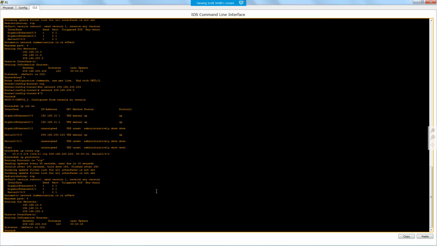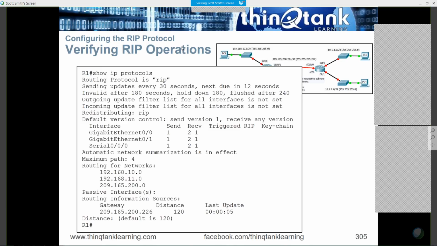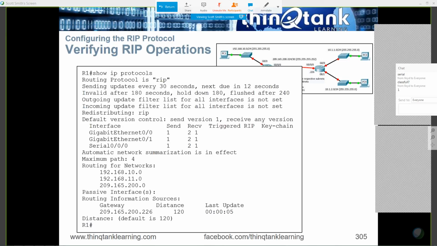What is maximum path 4? What does that mean? Maximum path 4. That is the maximum number of paths that RIP will load balance over by default. If we have 5 paths with the same metric to a destination, we're only going to put 4 in the routing table.